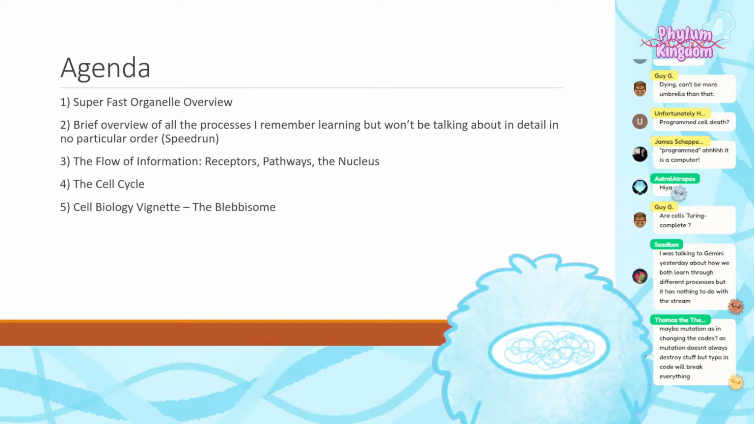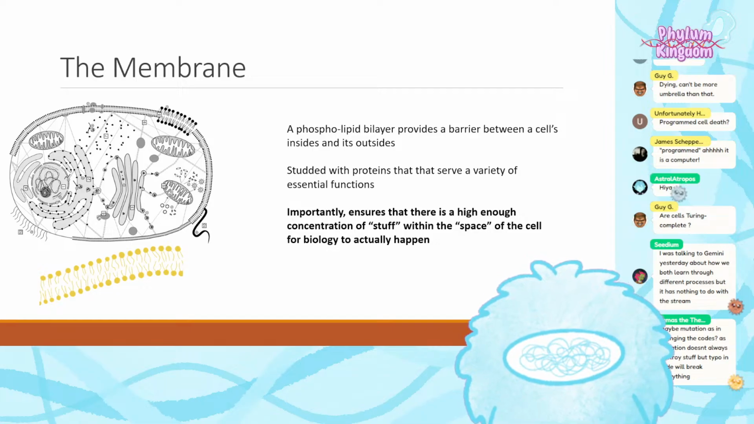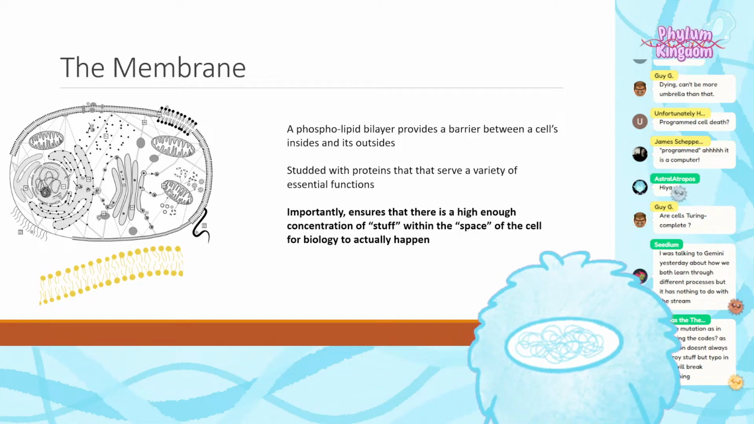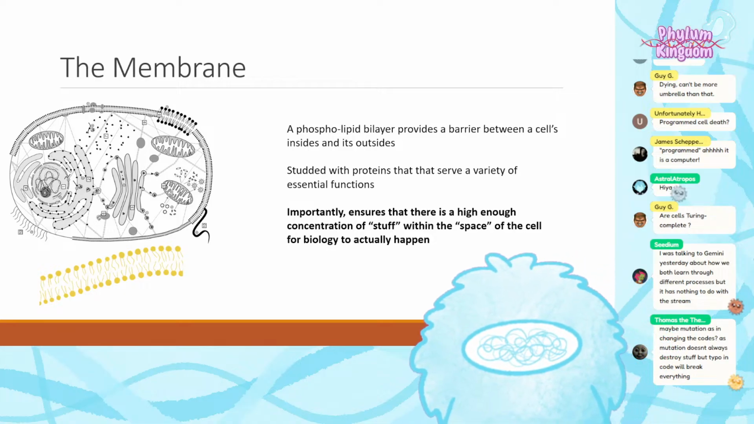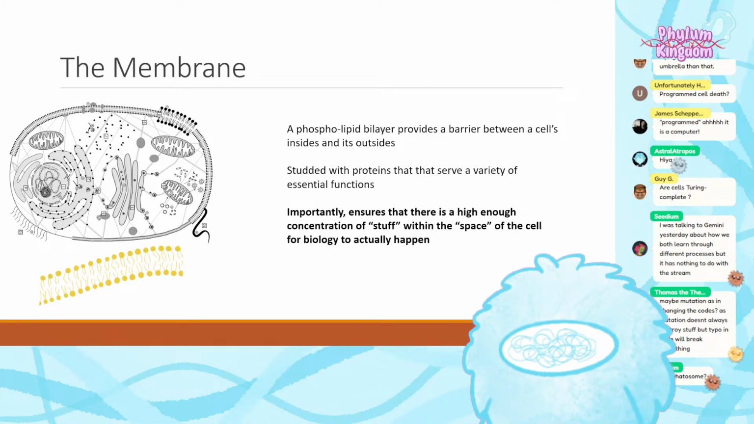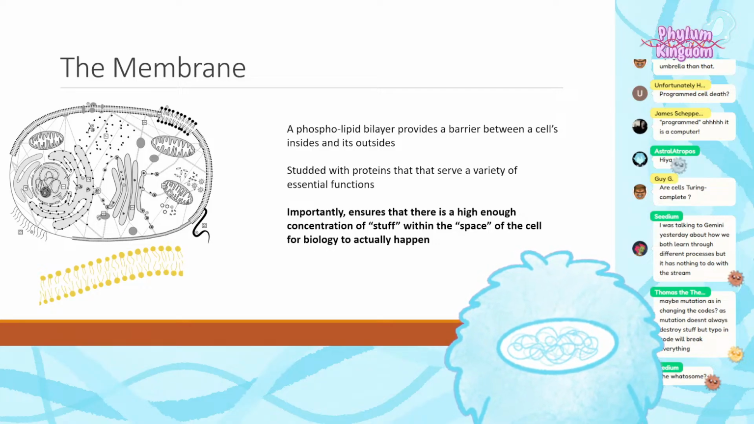All right, let's get into it. Okay, so organelle review, the first big one that I think we should review is the membrane, right? This is such a fundamental piece of the cell that it kind of defines it, right? I mean, you don't have a cell without clear boundaries, and so this is an excellent place to start.